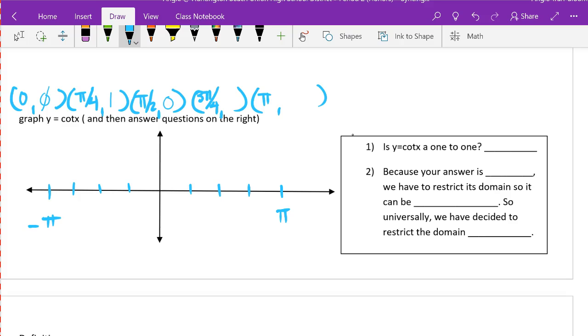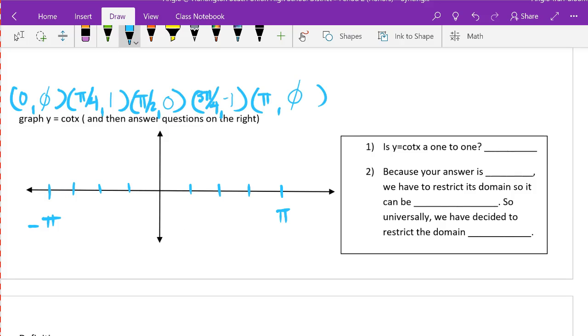Wait, doesn't the 0 with the cross through it mean? Oh, that's undefined. Undefined, yes. Now, Liz, cotangent of 3 pi over 4. Negative 1. Beautiful. Nicely done. And last one, cotangent of pi. Yes, sir. All right.